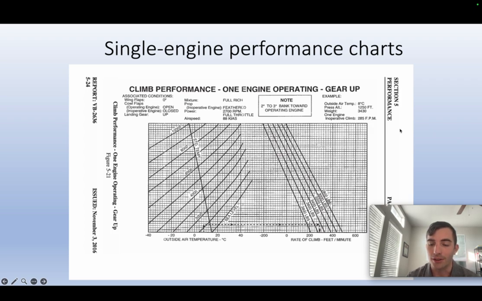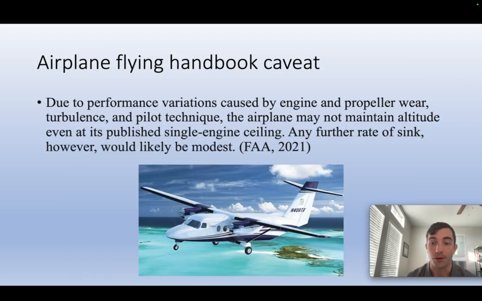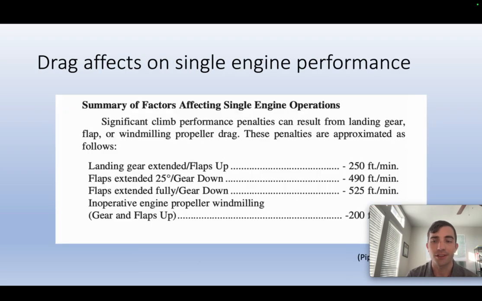But we'll look at just in a second here some of the pitfalls of single engine operations if we don't do it correctly. So this is just an excerpt from the Airplane Flying Handbook that says, due to performance variations caused by engine and propeller wear, turbulence, and pilot technique, the airplane may not be able to maintain altitude at its published single engine service ceiling, and it might continue to sink and drive us towards the ground. So just saying that these charts are not perfect.